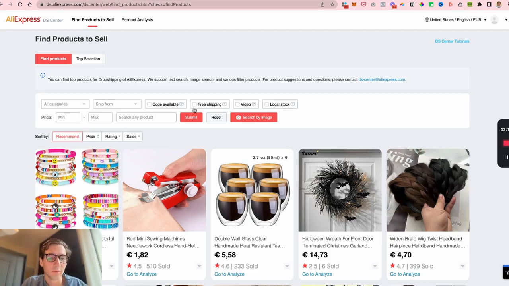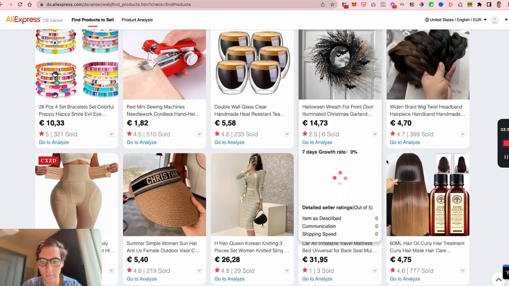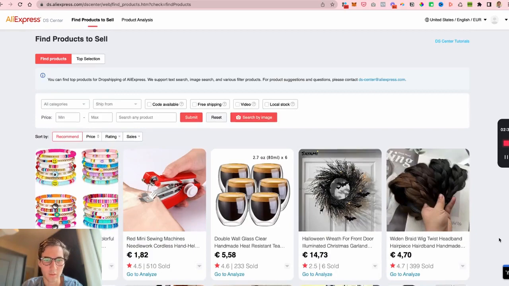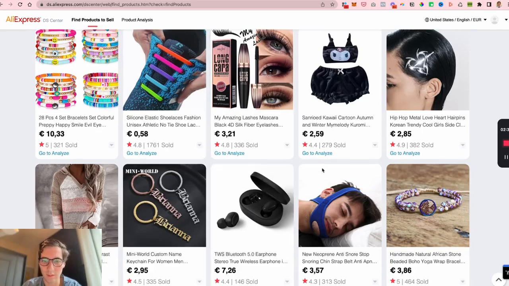This is a very good source of winning products. One of the problems is that it's always the same products here, so there is not a lot of diversity, but if you're new, there is a ton of products to be tested here. So what we're going to do is, for example, sort by sales because we want products that have been selling really well.